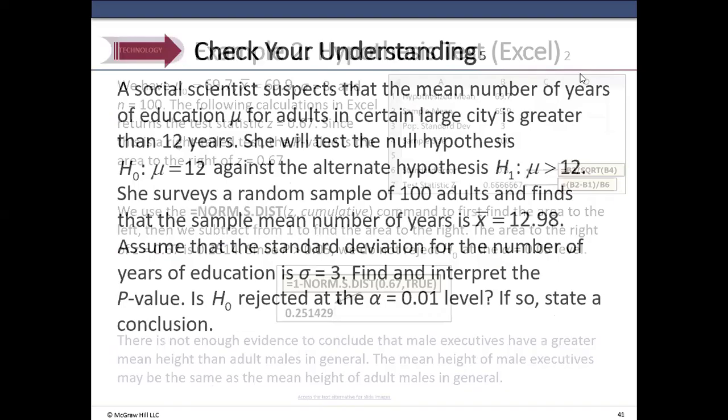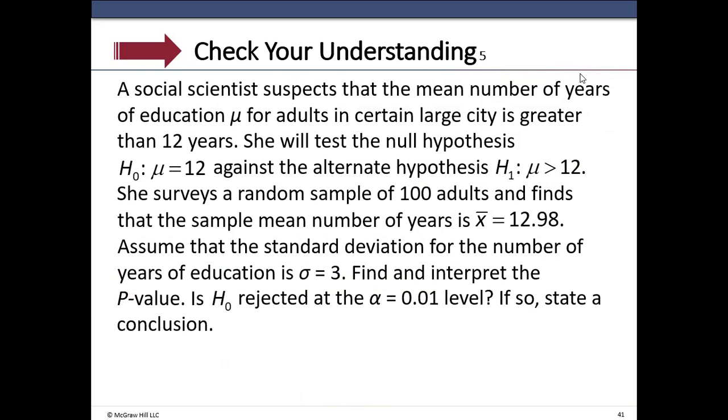Okay. A social scientist suspects that the mean number of years of education, mu, for adults in a certain city is greater than 12, so the alternate is greater than 12. She'll test the null hypothesis mu equal to 12 against the alternate mu greater than 12. A random sample of 100 adults has a sample mean of 12.98. The standard deviation for the number of years of education, sigma, is 3. Find and interpret the p-value. So first we are dealing with a simple random sample. Sample size is 100, greater than 30. So the conditions are satisfied.